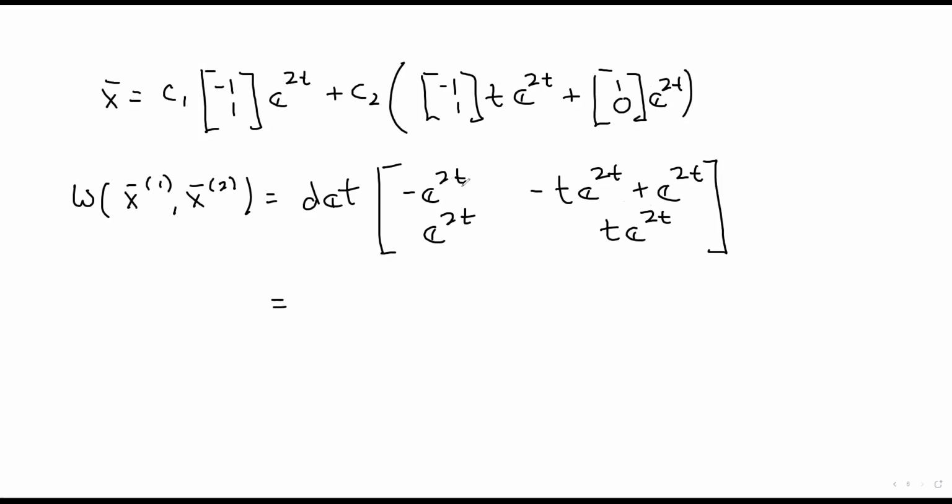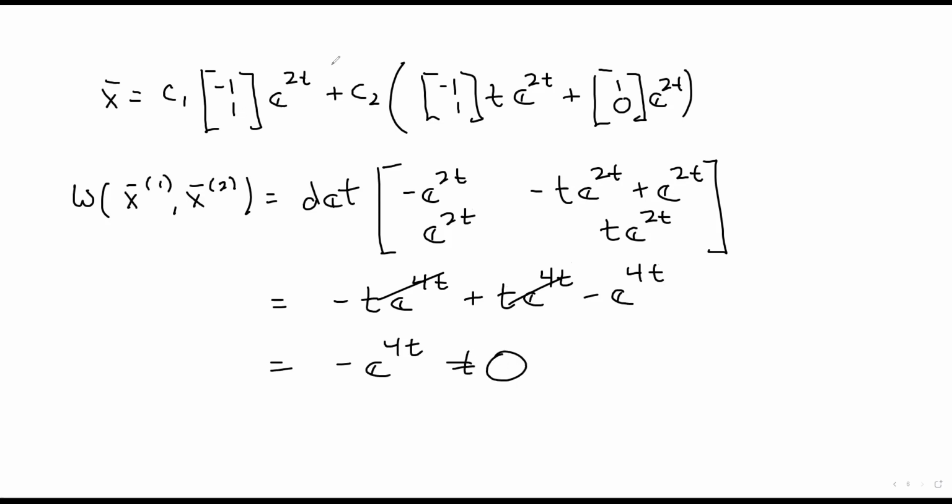And so if you multiply this out, we're going to have this times this, so negative t e to the 4t. And then minus this times this, so we're going to have a minus times a minus, which is plus t e to the 4t. And then this times this with a minus is going to be minus e to the 4t. All right, and if you simplify this, these cancel, and we get negative e to the 4t, which we know is not equal to 0. So these two solutions are sufficiently different that it gets us all of the solutions.